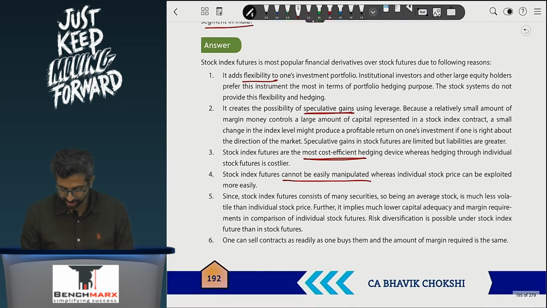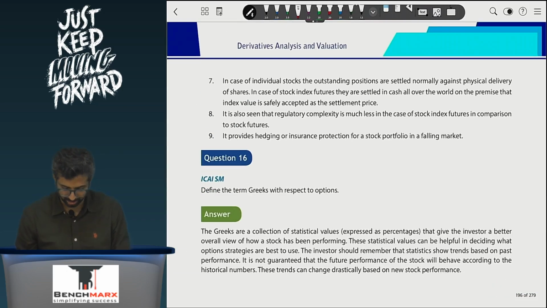Index future consists of many securities, so being an average stock, it is relatively less volatile than the individual stock price. One can readily sell as one buys, so there is a deep market over here. So these are the important points, and define the term option Greeks.